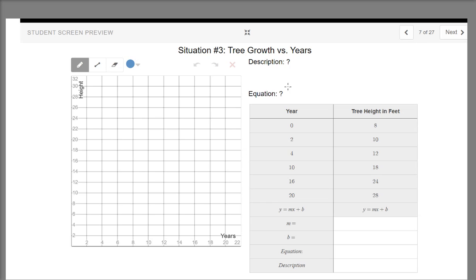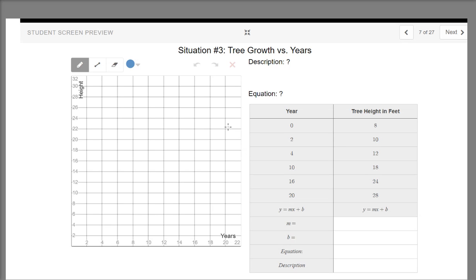I left off at slide number 7. Slide number 7 looks like it's tree growth versus years. So years is down here at the bottom, and height, so how much it grew. And you have the following data. Year 0, it was 8 feet tall. It didn't grow. It's 8 feet tall. At year 2, it's 10 feet tall.